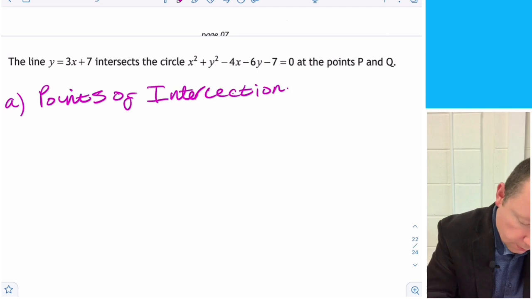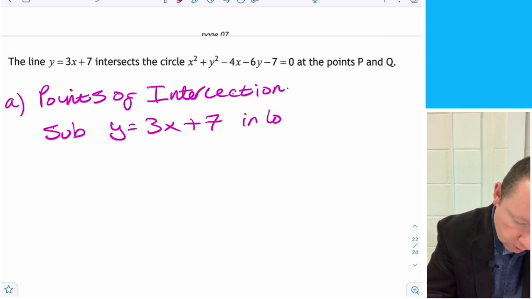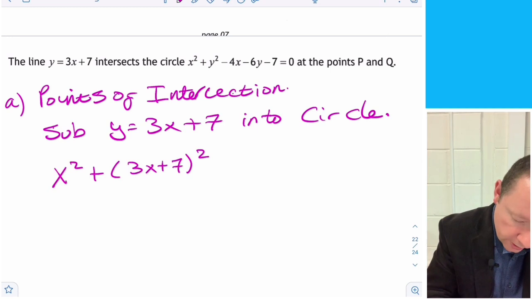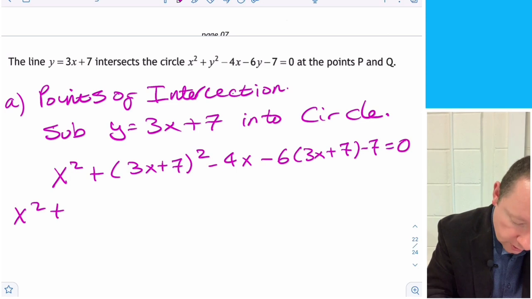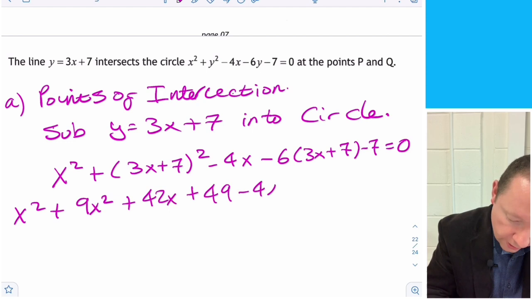So I'm going to sub y equals 3x plus 7 into the circle. So where I see a y, I'm going to write 3x plus 7. So I've got x squared plus (3x plus 7) all squared minus 4x minus 6(3x plus 7) minus 7 must equal 0. So that gives me x squared plus 9x squared. 3 sevens is 21, double that is 42x. 7 sevens is 49. Minus 4x minus 18x. Minus 42 minus 7 equals 0.